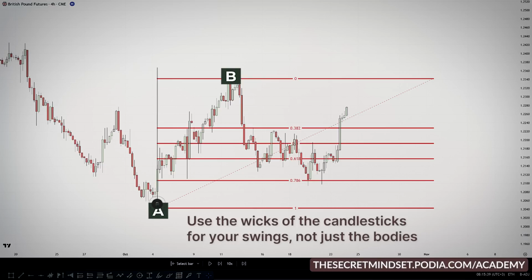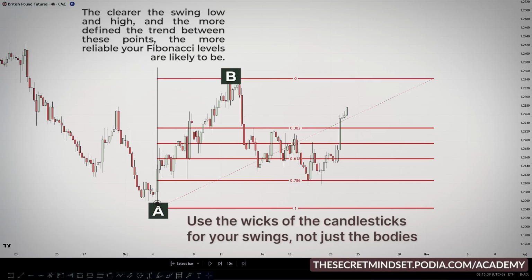The clarity of your chosen swing points is probably the most important aspect. The clearer the swing low and high, and the more defined the trend between these points, the more reliable your Fib levels are likely to be.